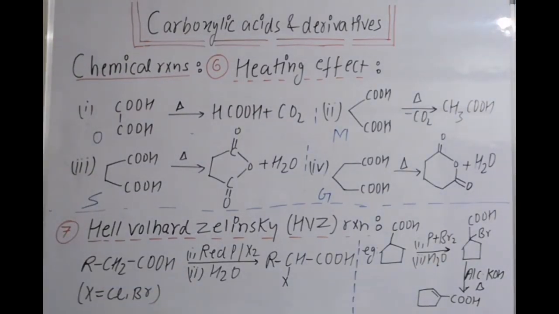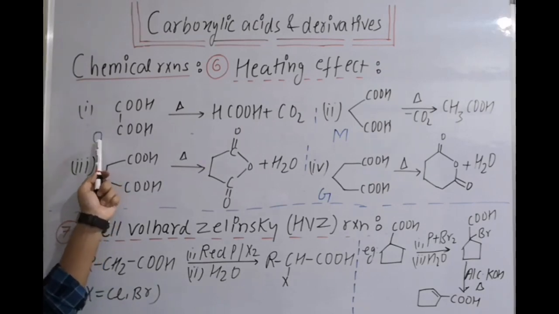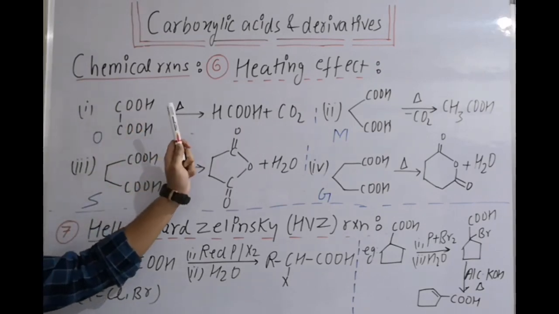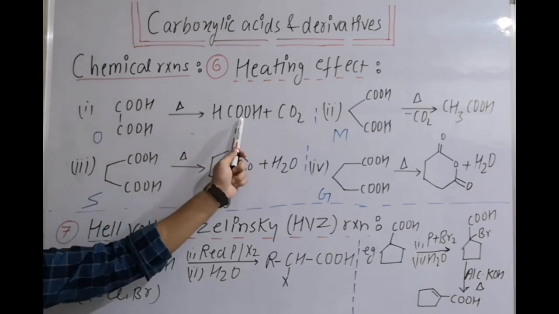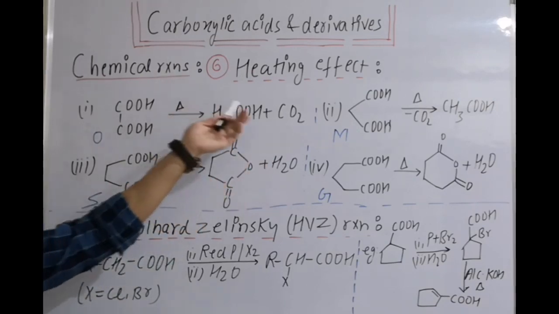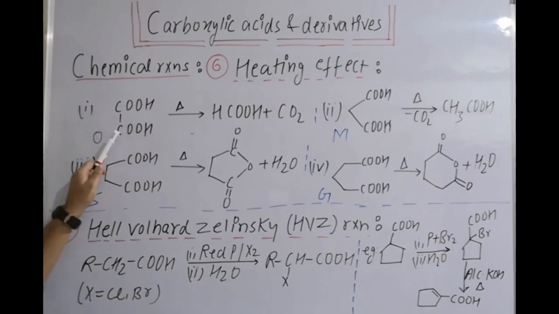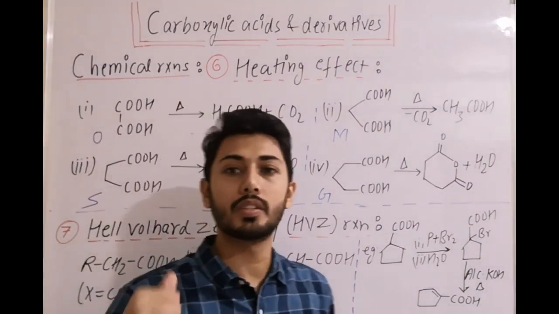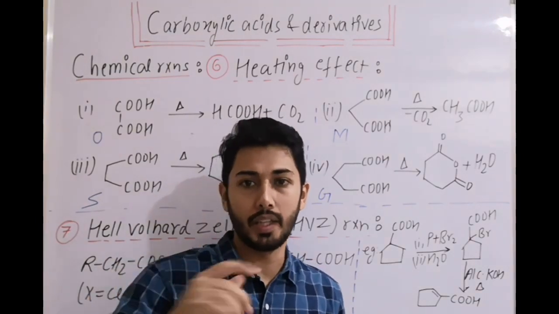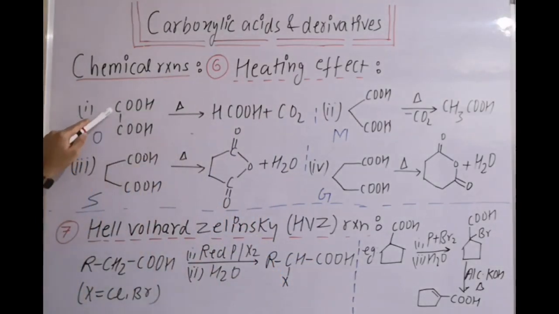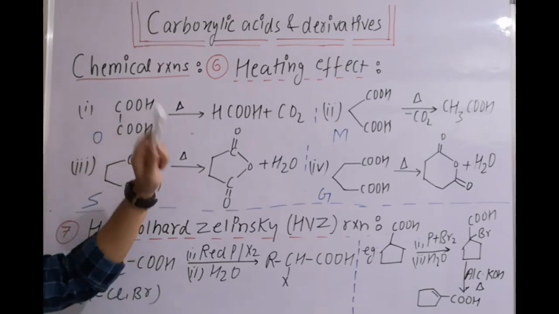Now the next reaction is the heating effect on dicarboxylic acid. These are some important examples. If we take oxalic acid, on heating it evolves 1 CO2 giving formic acid. We can heat it further, which gives carbon monoxide. I'll tell you how to use this point. Firstly, there is no CH2 between the two carboxylic groups, so we can say it is 0. It is oxalic acid. With oxalic acid, 1 CO2 is evolved.